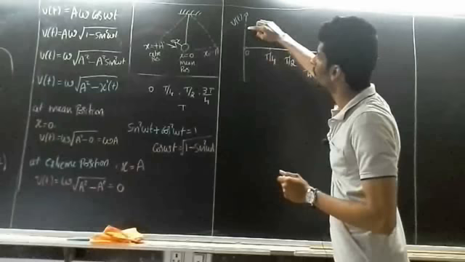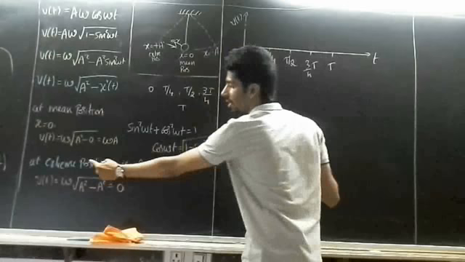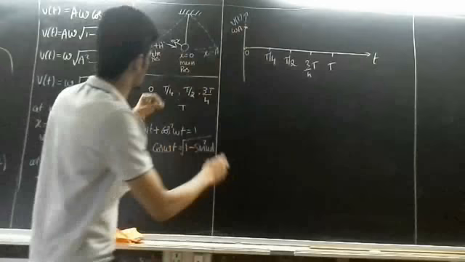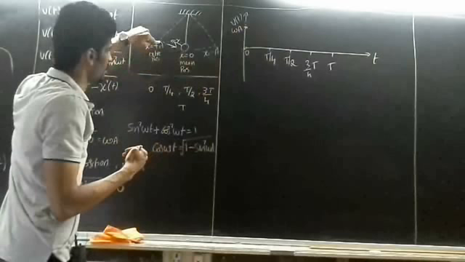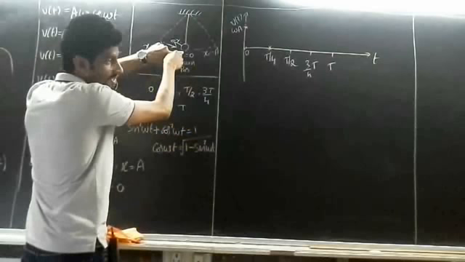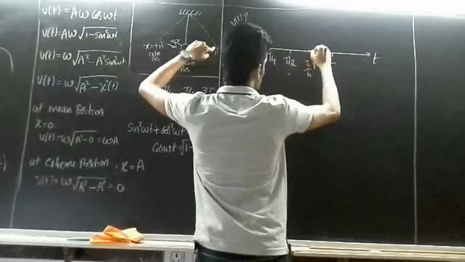Now at 0, when I start the clock, the bob is at the middle, that is the equilibrium position, and velocity is maximum, omega A. So maximum velocity is omega A. When it goes to the extreme position, it takes 1/4 of the time period, and the velocity is minimum, that is nothing but 0. It goes to the other extreme, comes to the mean position again, and velocity is again maximum in the other direction, so that is minus omega A. At the extreme position, velocity is equal to 0. Again, it goes to the mean position with the maximum velocity omega A.